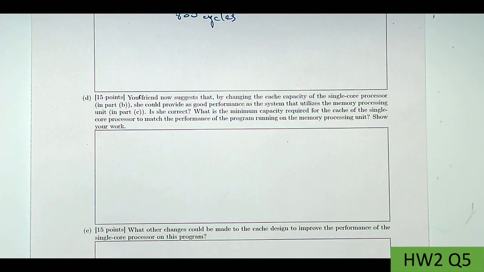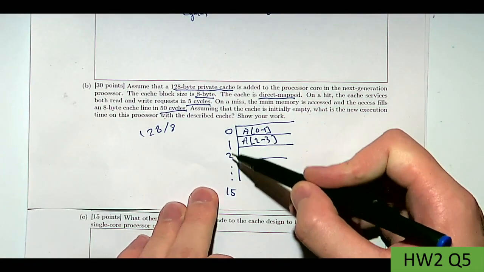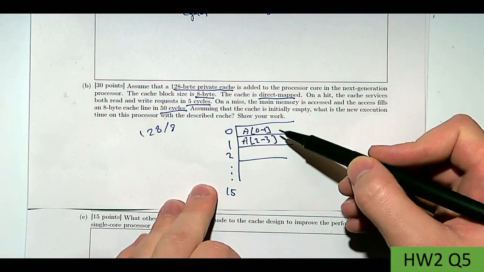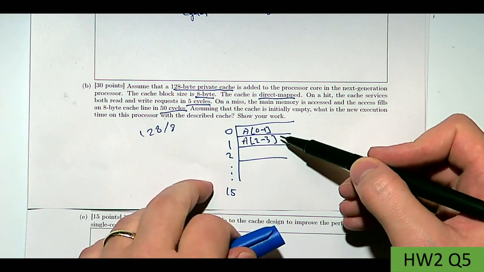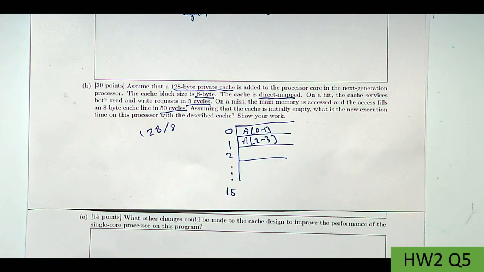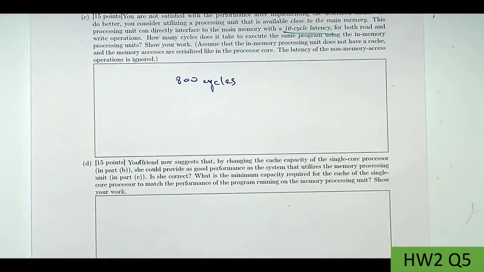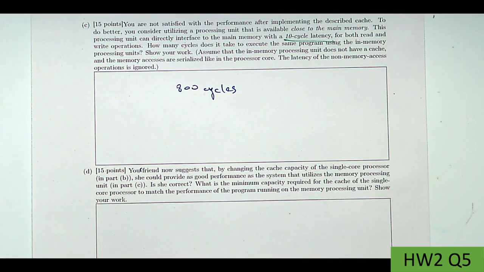So here, she's not correct because no matter how big the cache is, no matter how many entries we have, we will have conflicts in cache line 0 here, and that will increase the execution time a lot, so we can never complete the program in 800 cycles, even if the rest of the accesses are always hits.